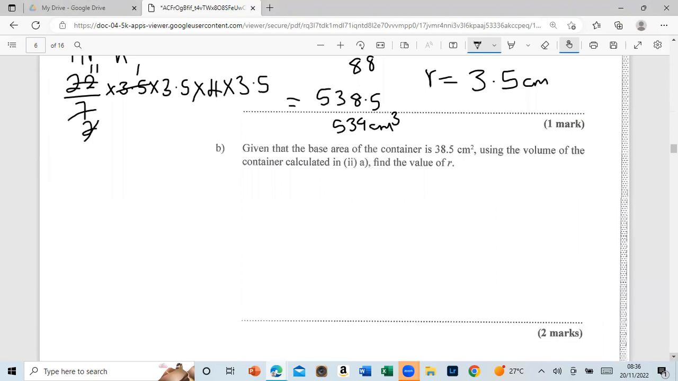So it says, given that the base of the container is 38.5 centimeters squared, using the volume of the container, calculate the height. Find the value of R. We already found the value of R, so I don't understand that. The radius is 3.5. So I'm going to work back to it. Alright.